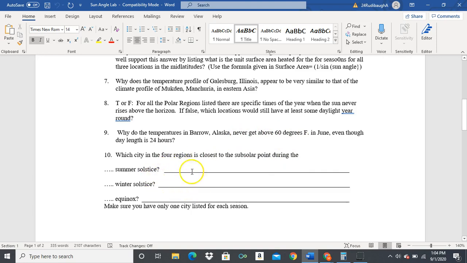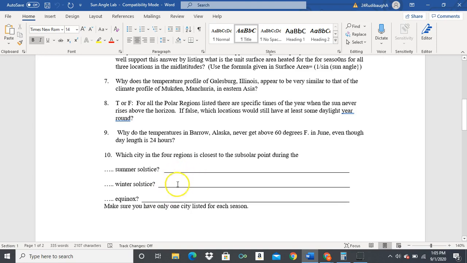Question 10 can be somewhat tricky, and all you need to do is tell me during the summer solstice, during the winter solstice, and during the equinox, of all the cities, what city is getting the highest sun angle during each one of these seasons? So all you have to do is look through your 4 graphs and all your calculations, and what city is getting closest to a 90-degree angle during the summer solstice, during the winter solstice, and equinox. It should just be the name of one city.